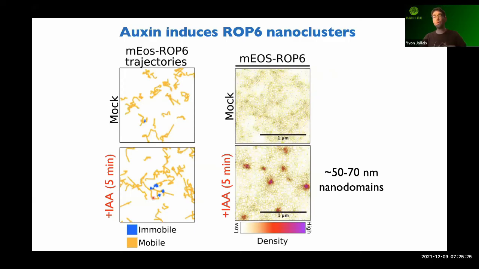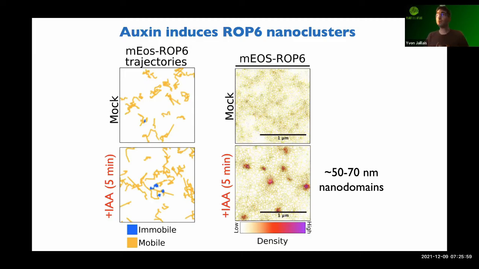And in fact, if we perform clustering analysis, we can find that they are clustering together into very small domains that we dubbed nanodomains because they are very small. They are about 50 nanometers in size. And we can estimate the number of molecules that we have in these domains, and they vary between 25 to about 30 ROP6. So they are clustered together. So they are nanodomains or nanoclusters. And so we see that ROP6 is going into this cluster upon auxin treatment, upon activation.